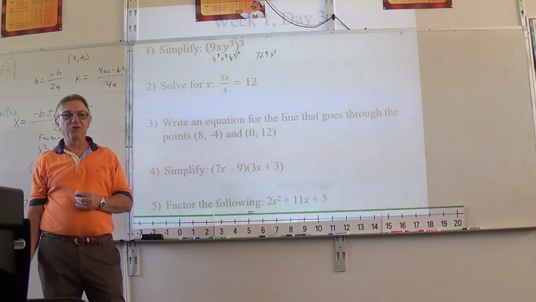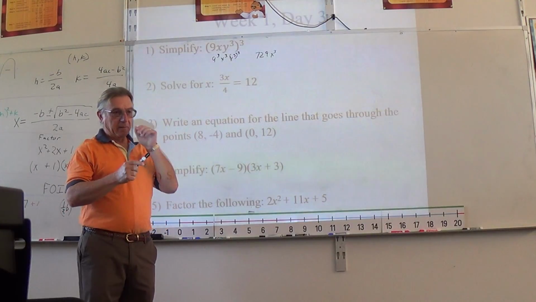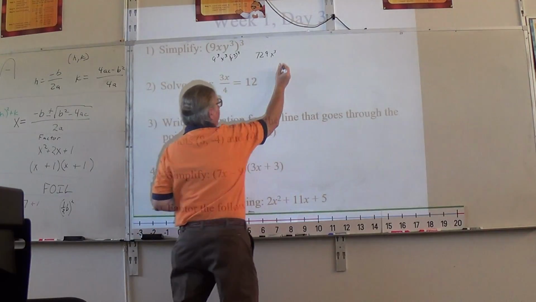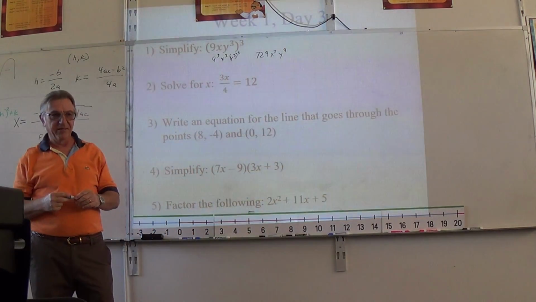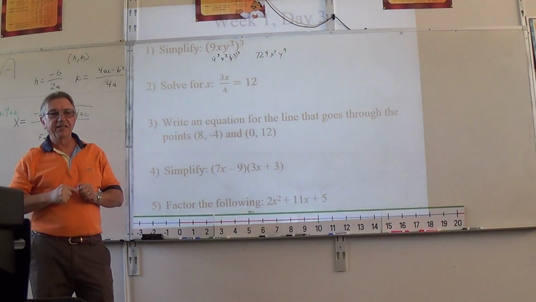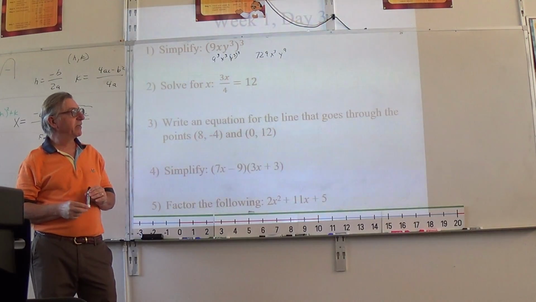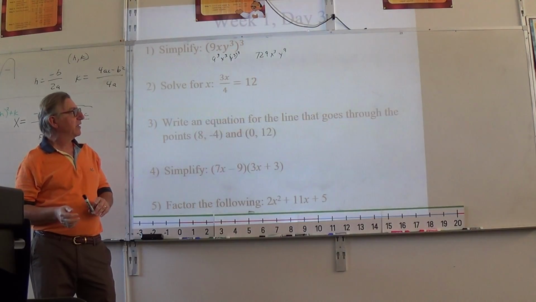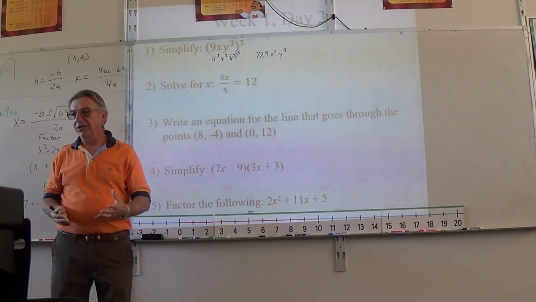Y cubed cubed, so when you do that, it's going to become y to the 9th, because in this case you're going to multiply your exponents. And you get 729 x cubed y to the 9th. We haven't seen those problems in a while.